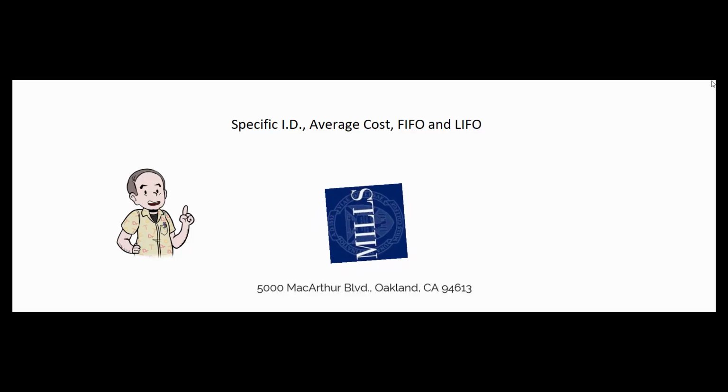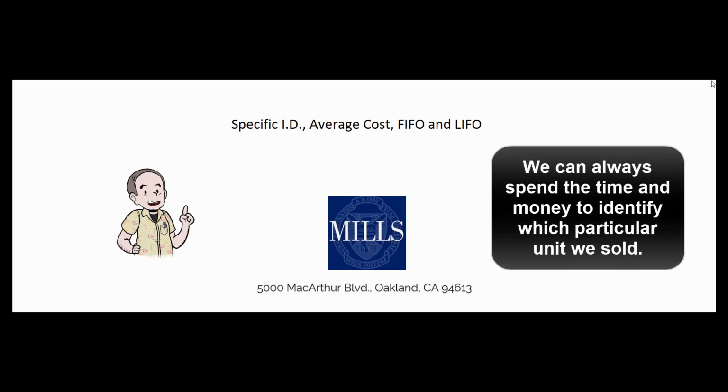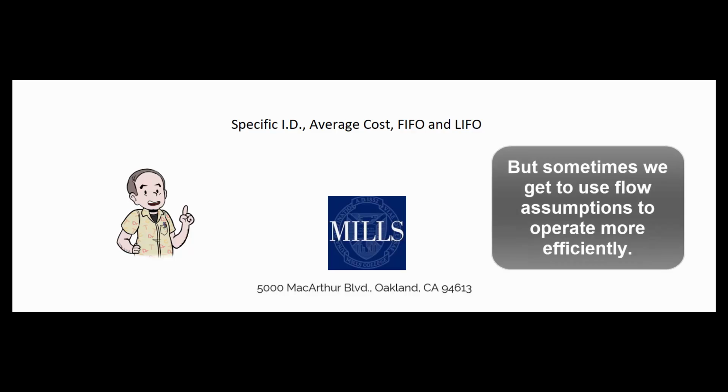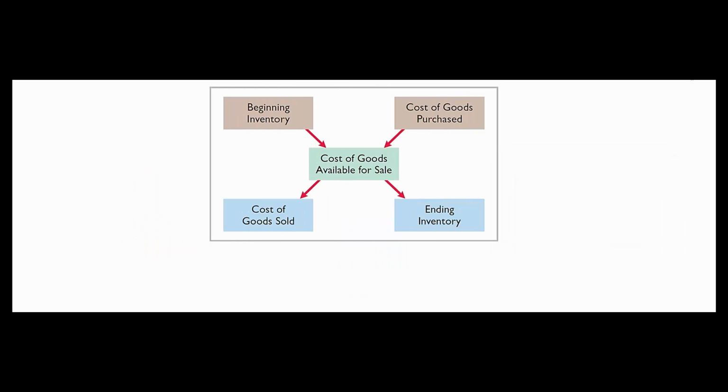Walk through an example of using either the average cost, the FIFO, or the LIFO method to figure out our cost of goods sold and our ending inventory. We can always use specific ID. We can always specifically identify exactly which unit we sold, but sometimes that's not practical, and we're allowed to make certain assumptions, like average cost, FIFO, and LIFO.